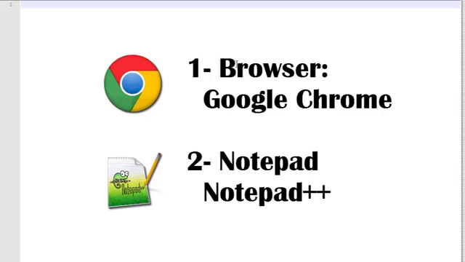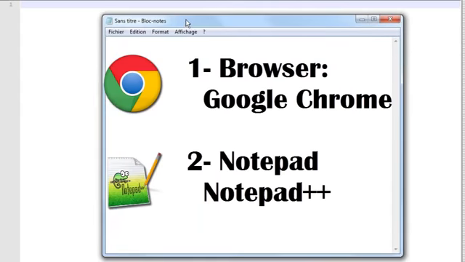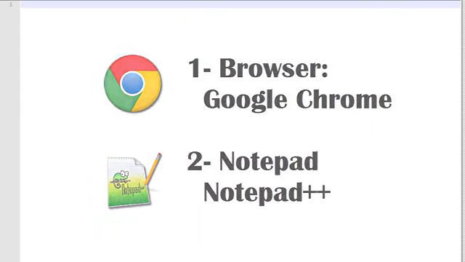The second thing you will need is a notepad. So right now I'm using Notepad++. This is the software that I recommend. It has a lot of functionalities, very useful for programming. But if you don't want to download it, you can use the regular one that comes with any Windows PC. It will also work fine.